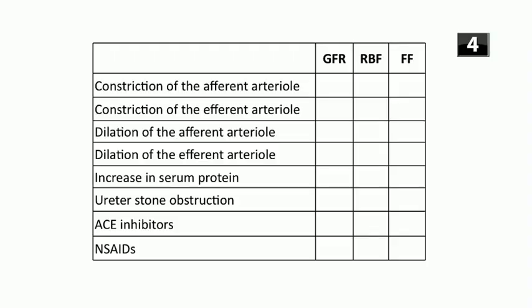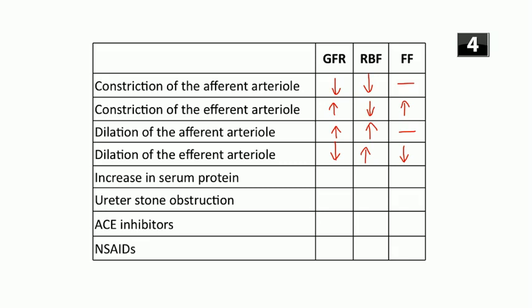The first one says constriction of the afferent arteriole. So the GFR would decrease, renal blood flow would decrease, and the filtration fraction would have no change. We talked about that. Next one is constriction of the efferent arteriole. Again, this is what angiotensin II does. So GFR would increase, renal blood flow would decrease, and filtration fraction would increase. Dilation of the afferent arteriole is going to cause an increase in GFR, increased renal blood flow, and no change in filtration fraction. Dilation of the efferent arteriole will decrease GFR, increase renal blood flow, and decrease filtration fraction.